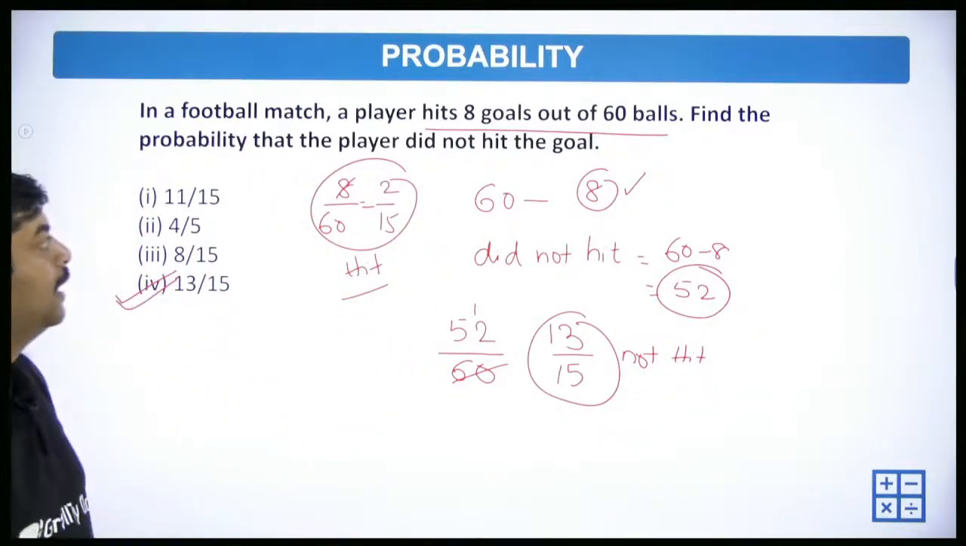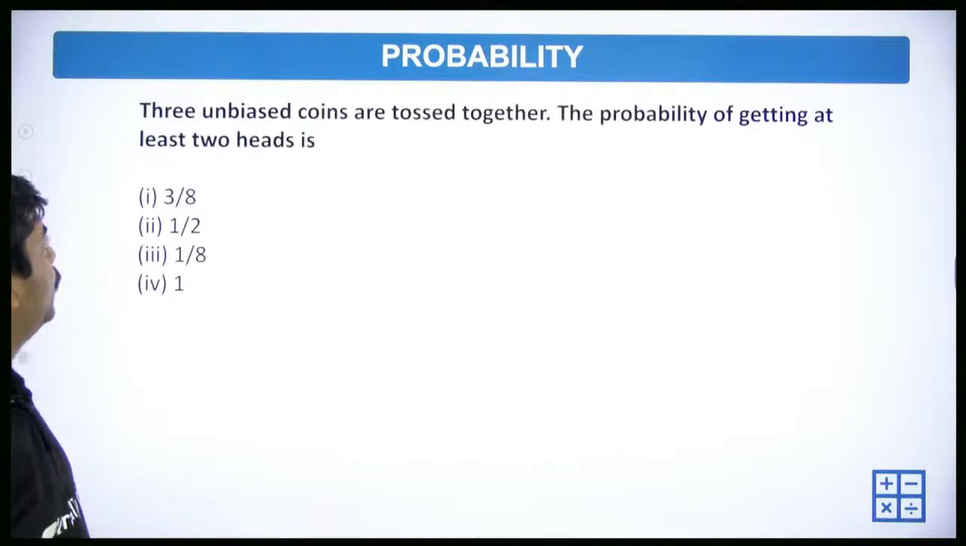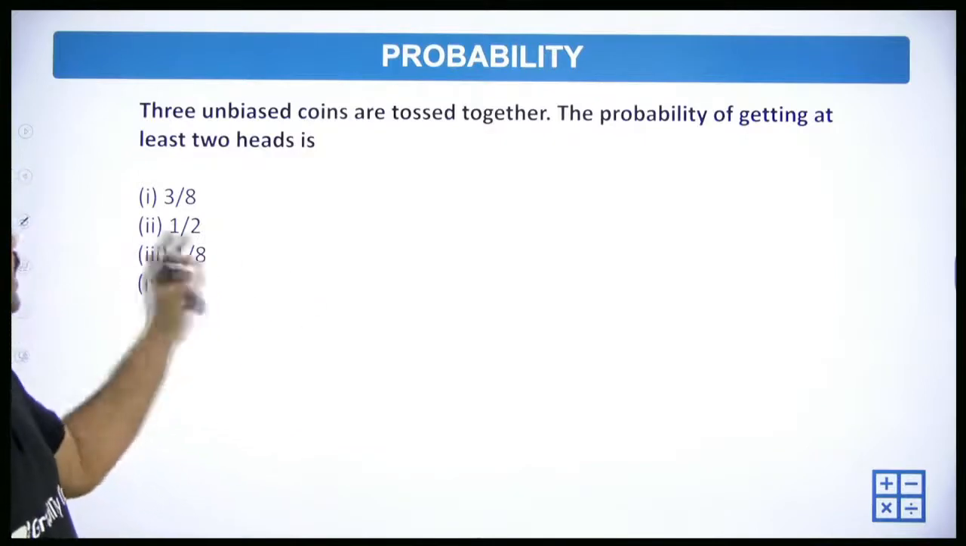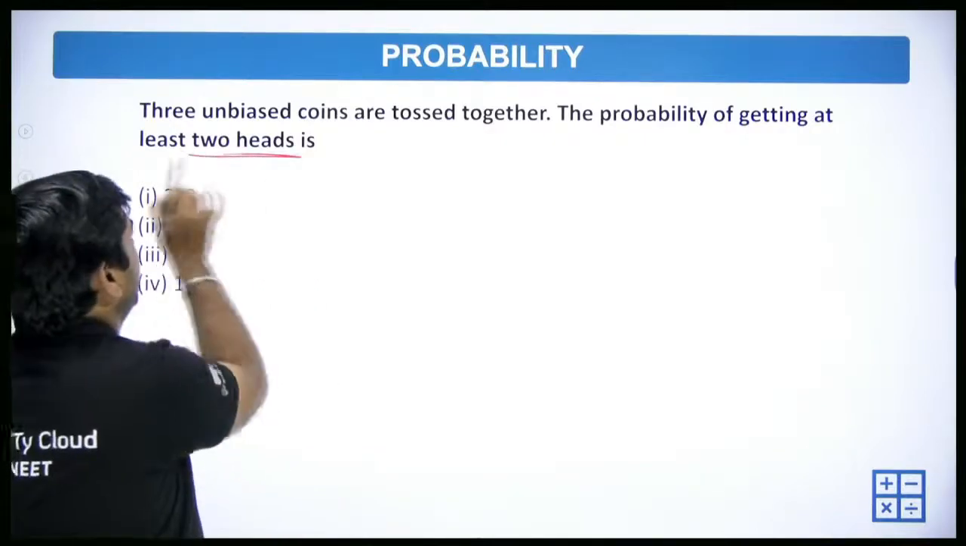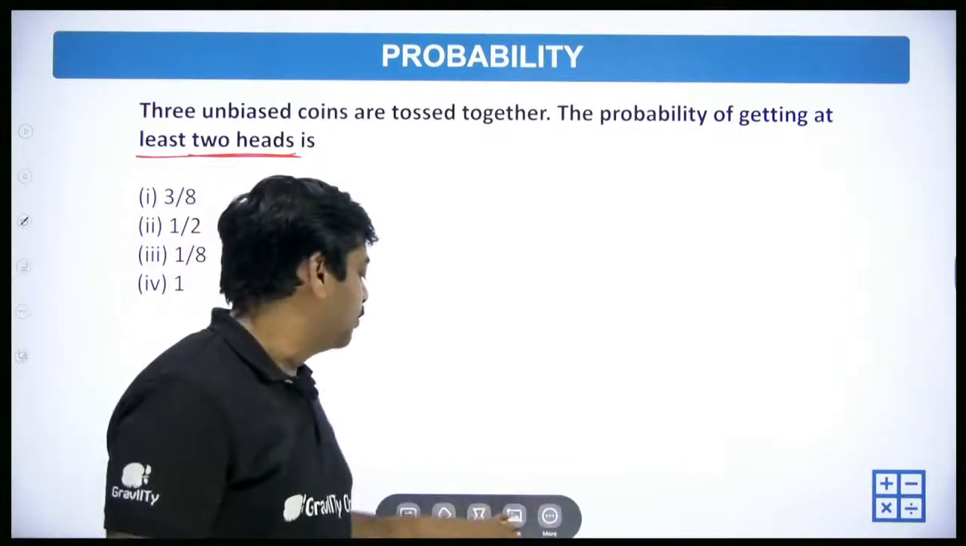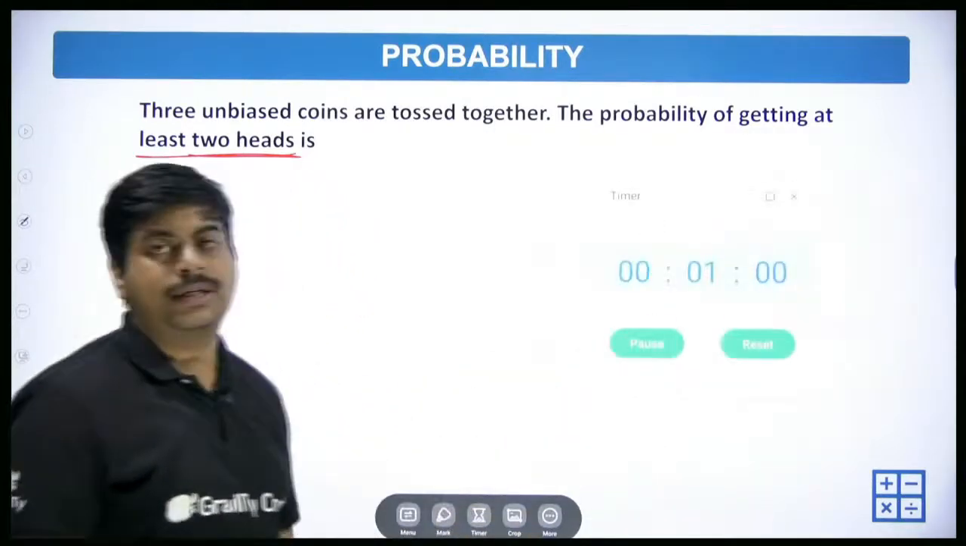Okay. The next question. 3 unbiased coins are tossed together. The probability of getting at least 2 heads. At least 2 heads. Okay, you need to understand that. What do you mean by at least 2 heads? That is very important. So please try to understand that and start the question.